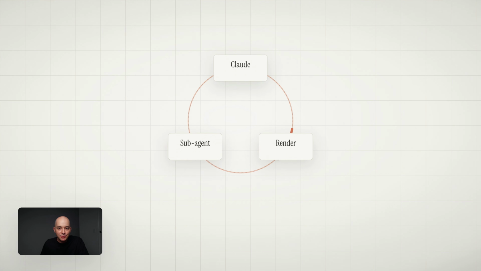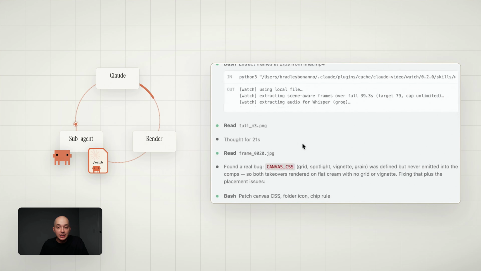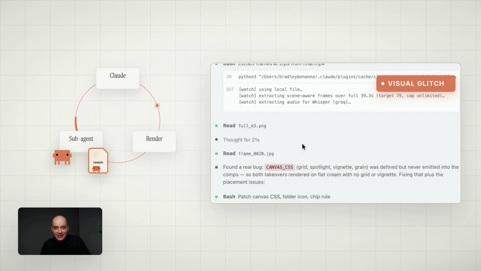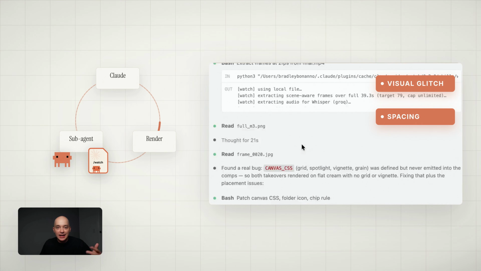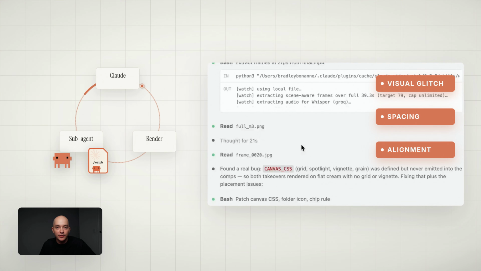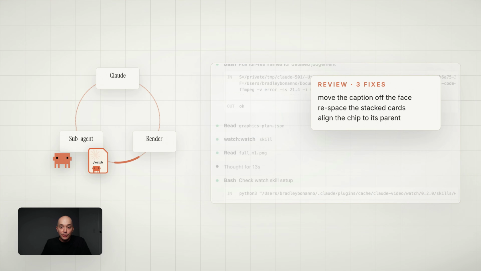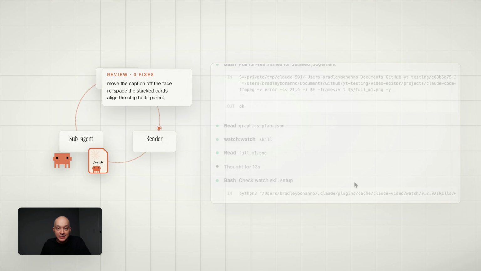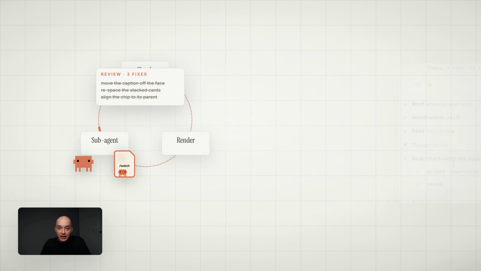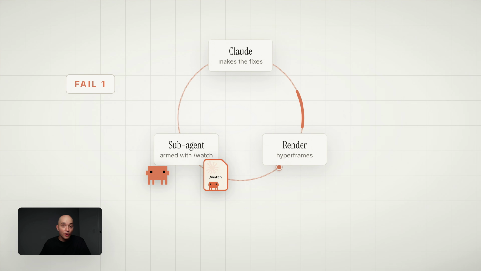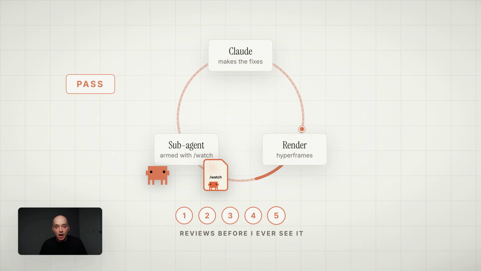So here's exactly what that agent loop looks like in my pipeline. Once the render is finished, I have sub-agents use the watch skill to review it like a picky editor. They check for visual glitches, spacing, alignment, and just the general feel of the clip. Then they hand their report back to Claude as a list of fixes. Claude then makes those fixes, renders again, and reviews again, and the whole process keeps going around in that loop until the video passes. So by the time I sit down for my final review, it's already been through half a dozen reviews using these sub-agents.